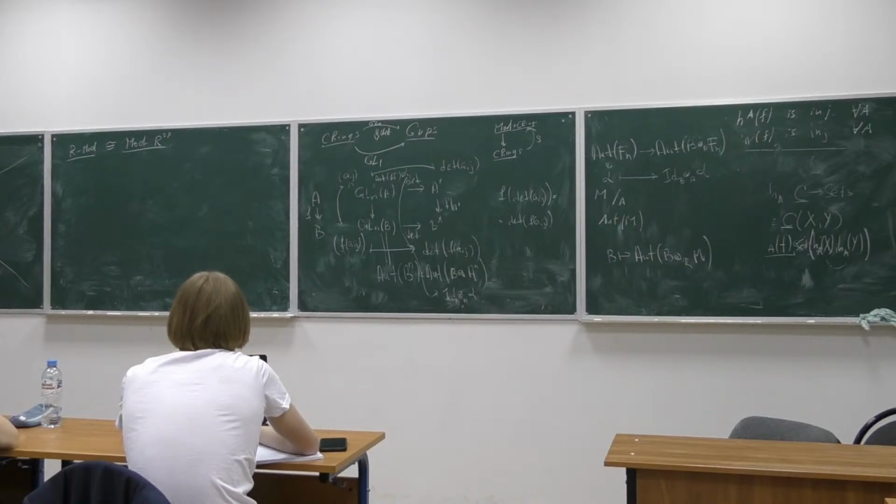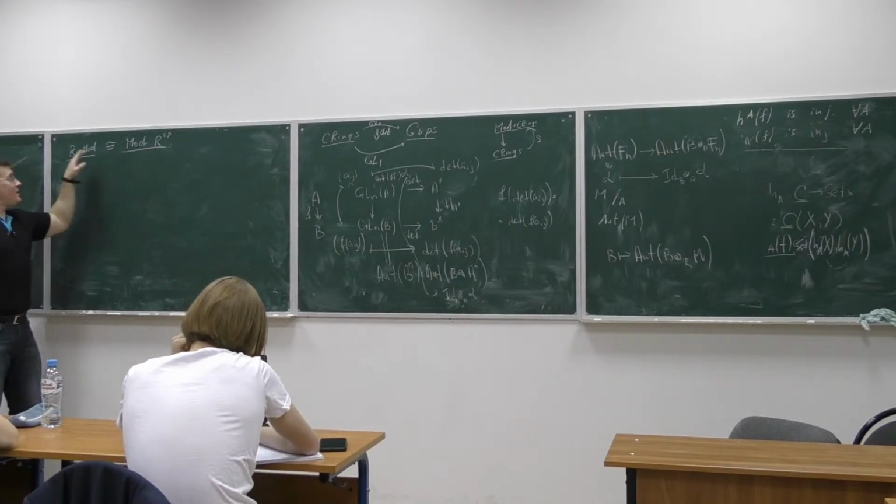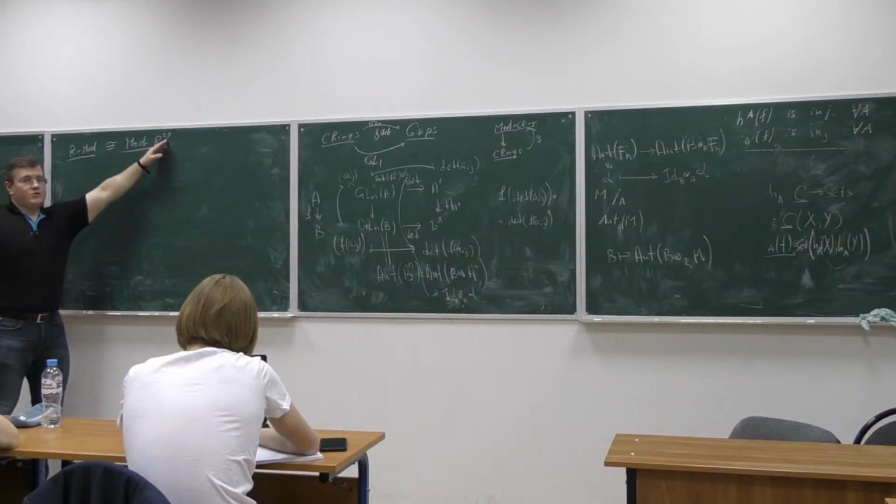Oh, this stands for the left modules, and I'm writing R on the left. And this is the right modules, so this is why I have R on the right. But a left module is the same as a right module over the opposite ring.